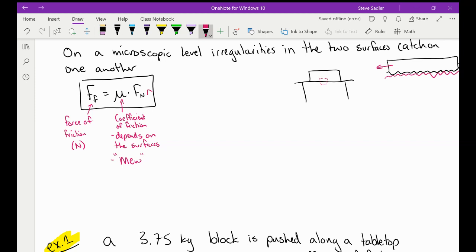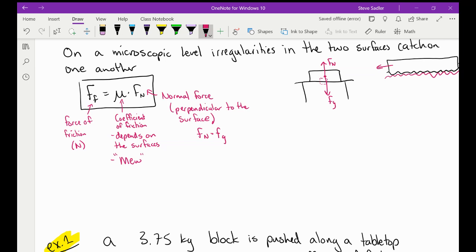And Fn, we know, is the normal force. And the normal force is always perpendicular onto the surface. And generally, we see a lot of normal force is equal to force of gravity. Because if we looked at this book, the normal force is happening because there's a force of gravity pulling down on that book.